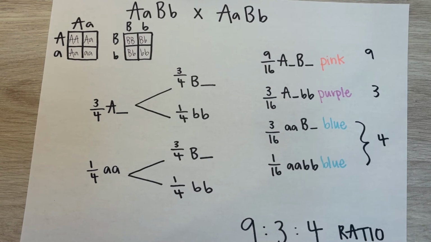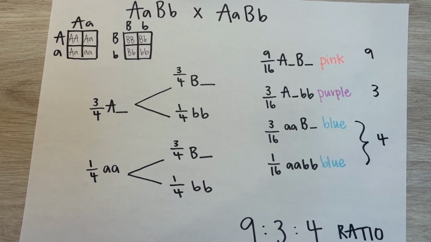The progeny that are recessive at the A locus, 4/16 of the offspring, will appear blue regardless of the B locus because they do not have the A enzyme. This results in a 9:3:4 ratio.